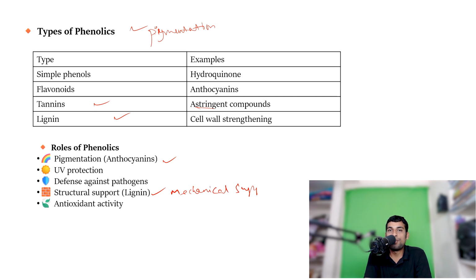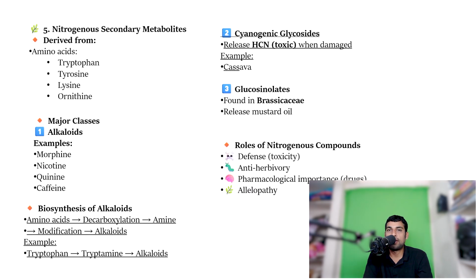The functions of phenolic acids are they protect against UV light. They provide mechanical strength. I told you just now. They act as antioxidants. Antioxidants are helpful for reproducing the dead cells. They are useful against pathogens. Okay. The third one is nitrogenous secondary metabolites.